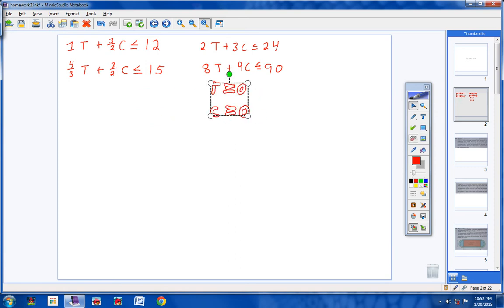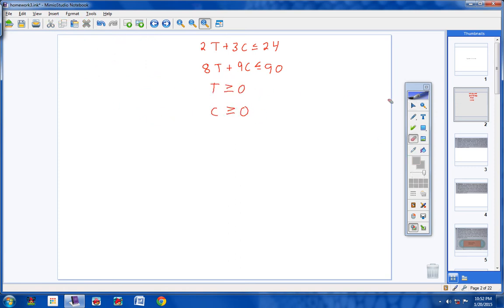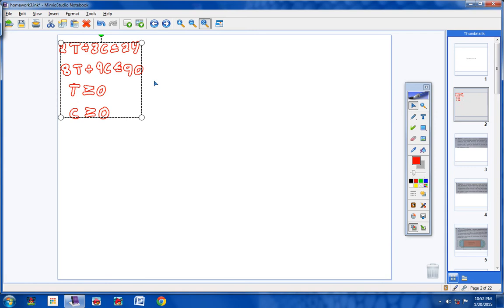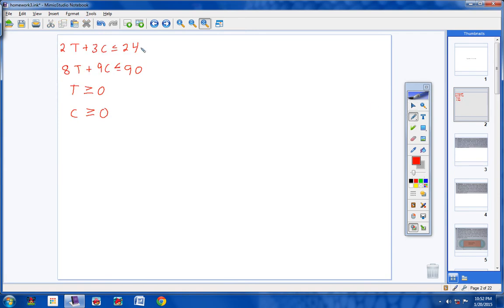Alright, so let's go ahead and graph the system. Now, hopefully you remember how to do this, okay? Let's start off with your first equation here. We're going to use the double intercept method to graph this linear inequality. I hope you remember what that means, students. We're going to put a 0 in for C. If we put a 0 in for C, T would equal 12.